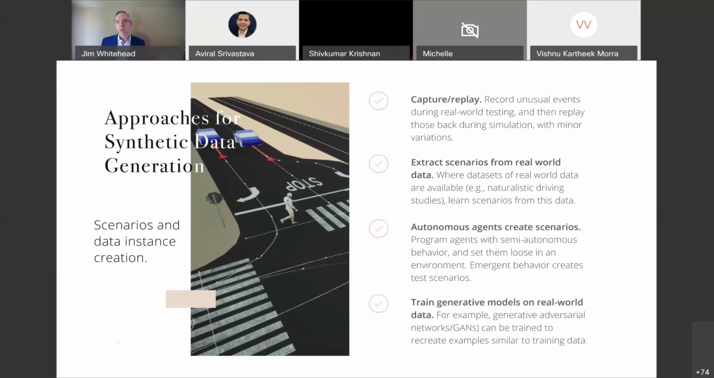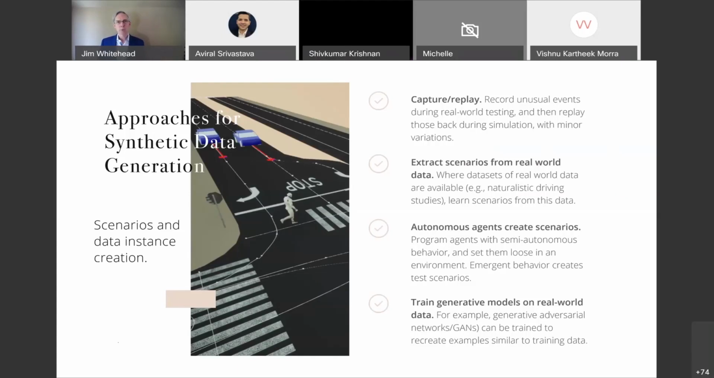Sometimes there are data sets of real world situations. In the area of autonomous vehicles, they're what they call naturalistic driving studies. And you can get these data sets that have huge amounts of data of cars driving on freeways and in cities and so on. And it's then possible to extract scenarios, testing scenarios out of that naturalistic data.